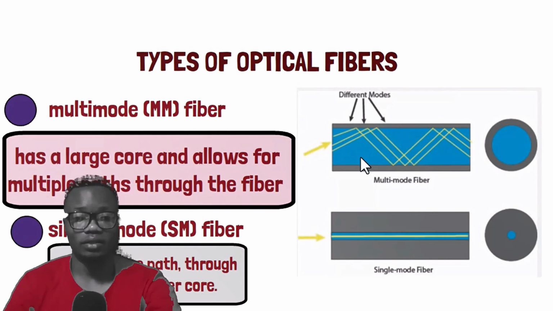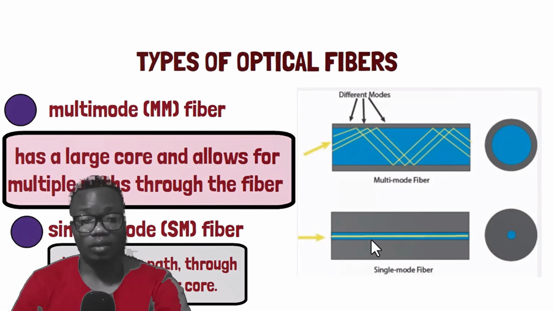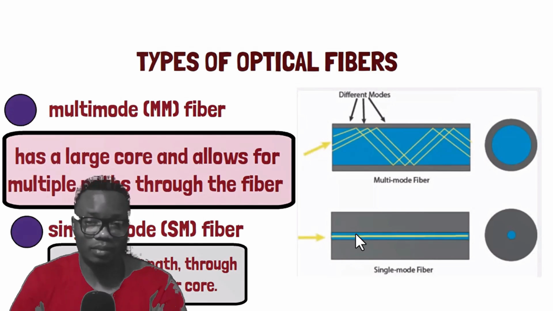This one is a multimode fiber allowing multiple paths. You can see here there are multiple paths traveling through the optical fiber. This is a multimode fiber. This one is a single mode fiber. It has only a single path. So we have two types of optical fibers: the multimode fiber and the single mode fiber.